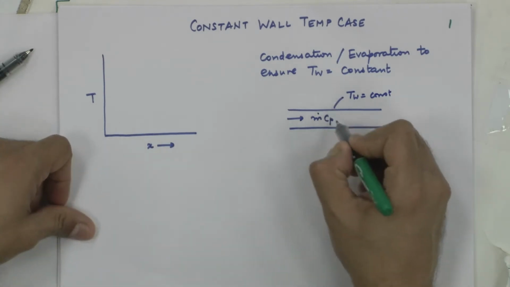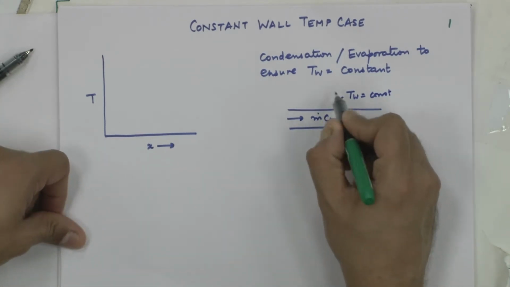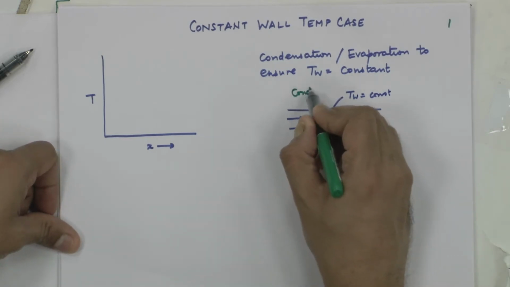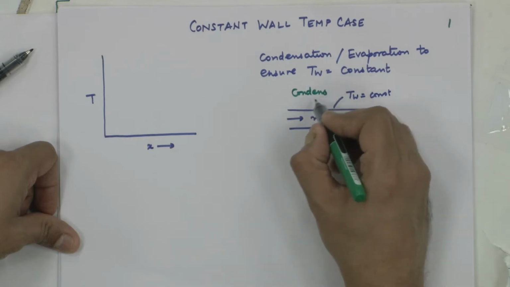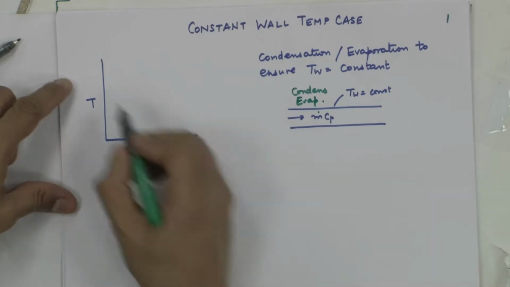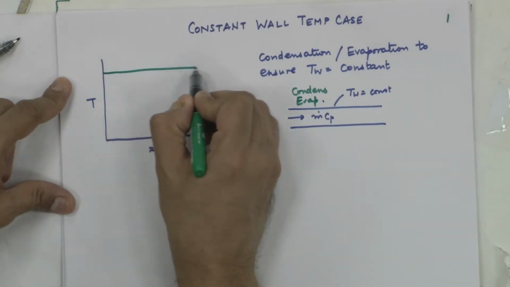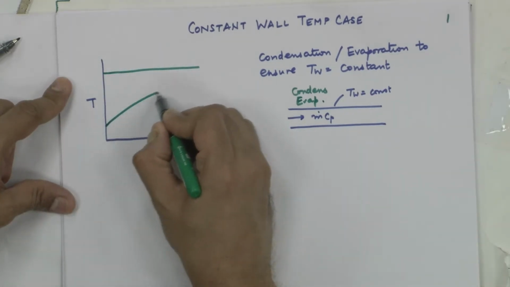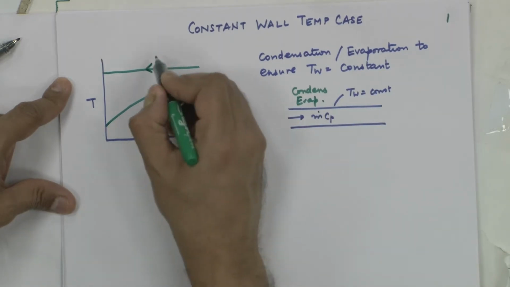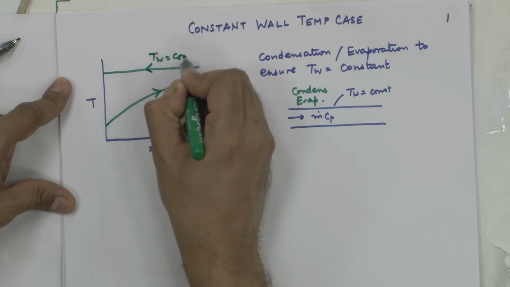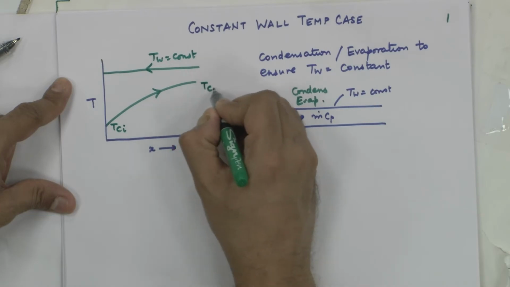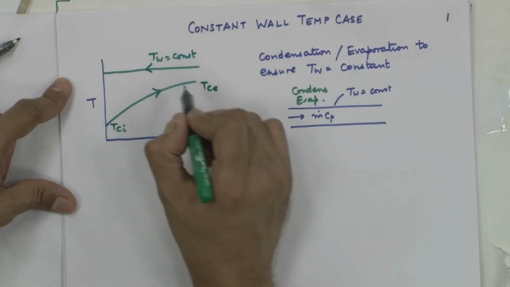So, if you want to put heat into this fluid, then the other fluid has to give away heat. So, this should be either condensation or evaporation on this side to ensure T wall equal to constant. So, if I plot the temperature distribution, this could be the temperature variation of the fluid which is getting heated. This is T wall equal to constant, and this is T cold I, T cold exit, or TMI, TME.